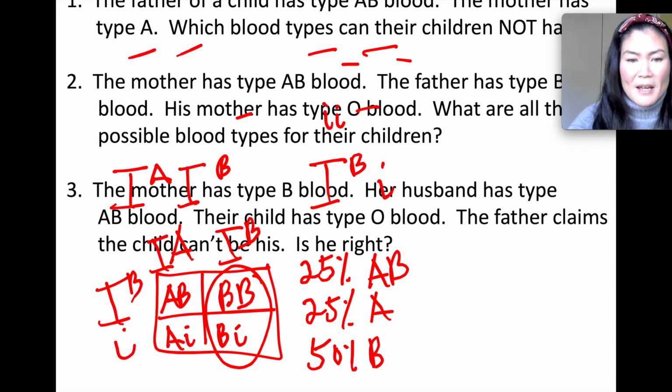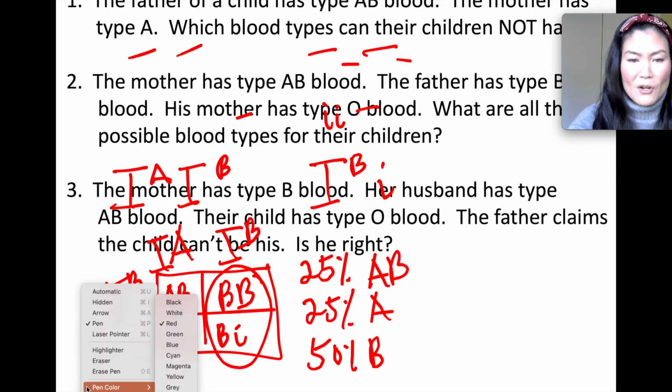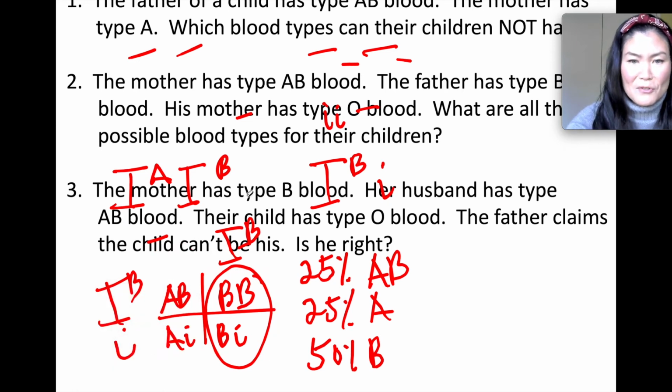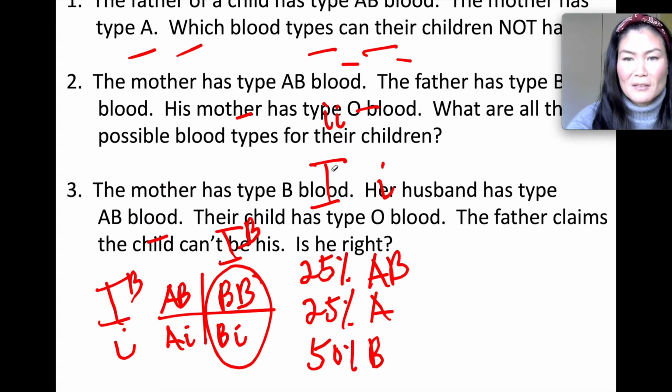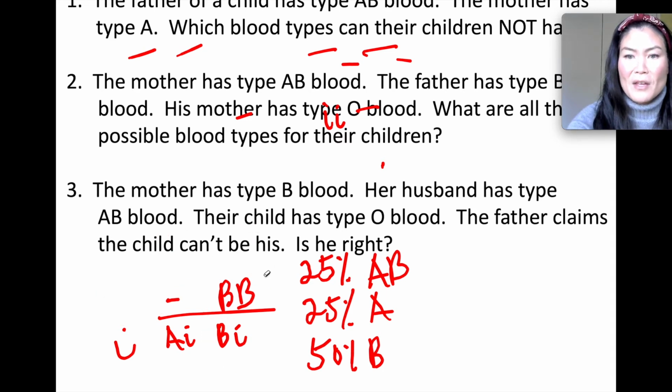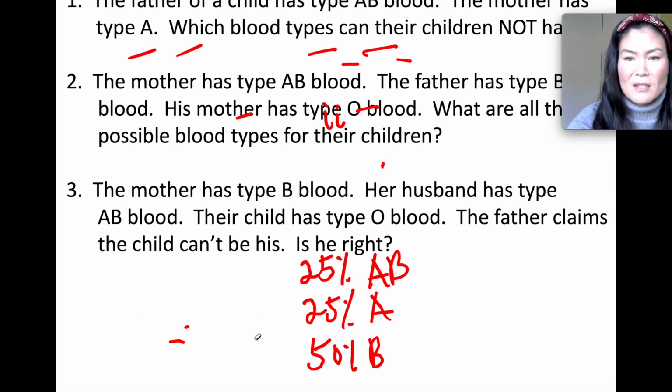All right. This next one is kind of a controversial one. Well, not controversial, but drama, right? The mother has type B blood. Her husband has type AB blood. Their child has type O blood. The father claims that the child can't be his. Is he right?